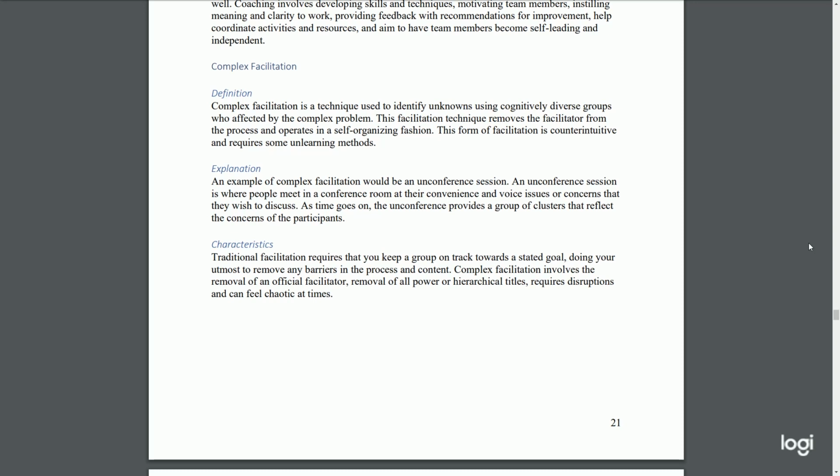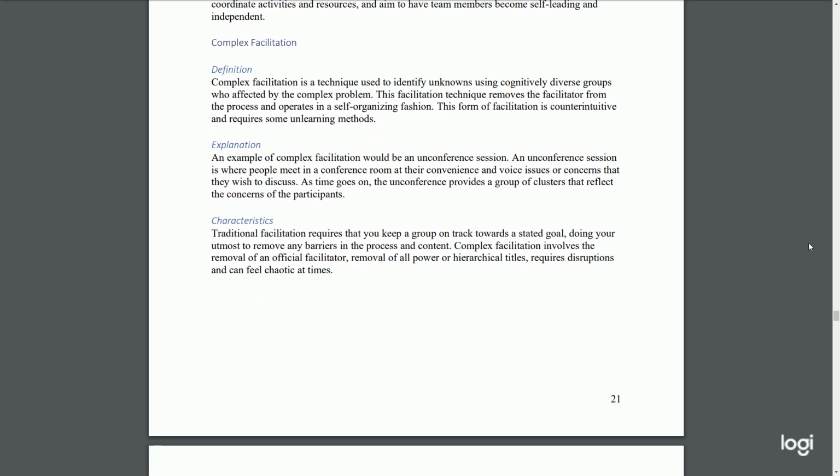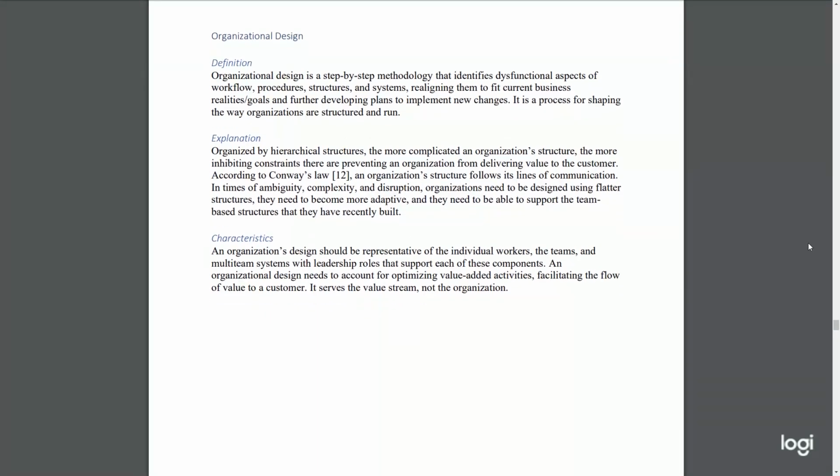Complex facilitation involves the removal of an official facilitator, removal of all power or hierarchical titles, requires disruptions, and can feel chaotic at times. Organizational design.